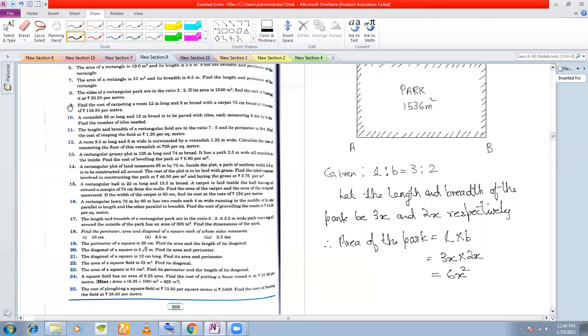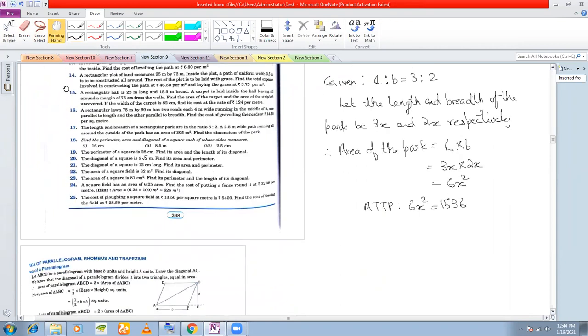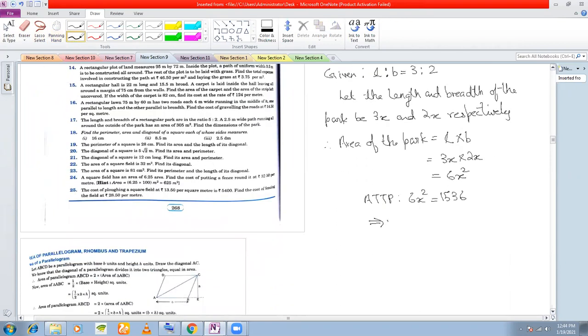This is the area. But what is the area given to you? 1536. So according to the problem, 6x square is equal to 1536. So from here, if we solve this equation, we'll be able to find out the value of x. Therefore, x square is 1536 divided by 6. If you divide this, you will get 256. x square is 256. That means x is the square root of 256, and you know that the square root of 256 is 16.